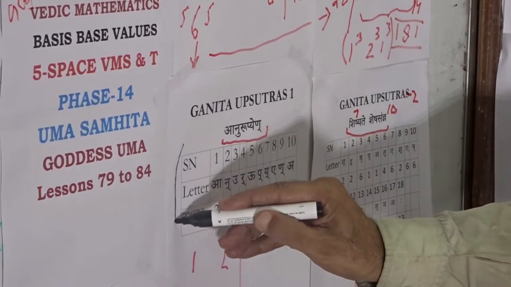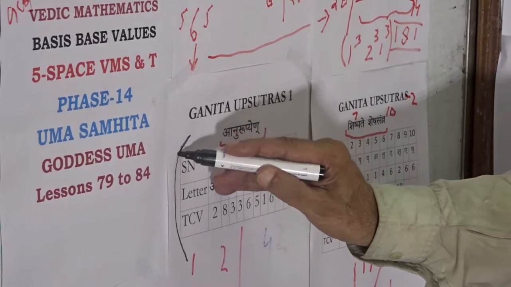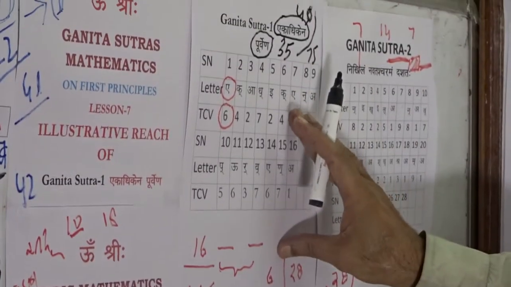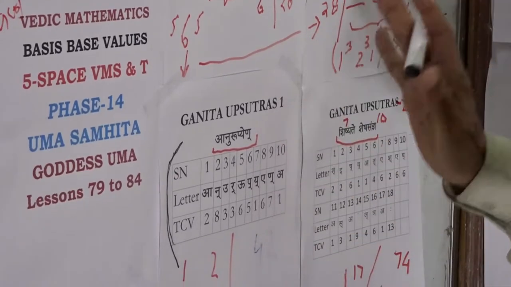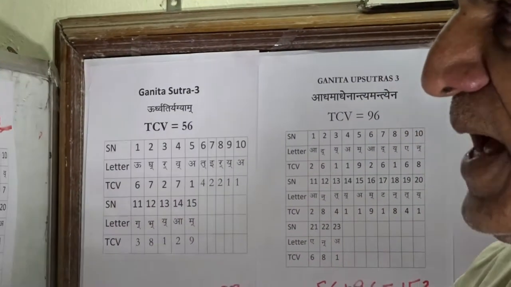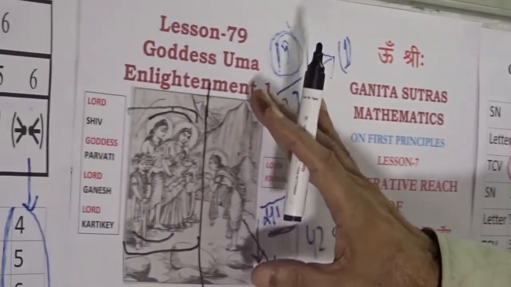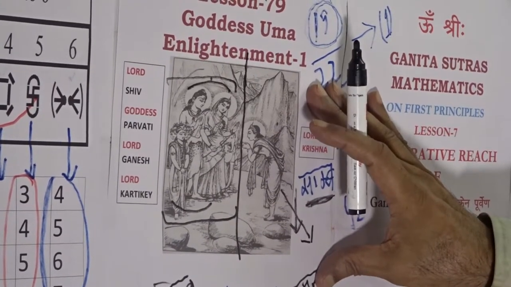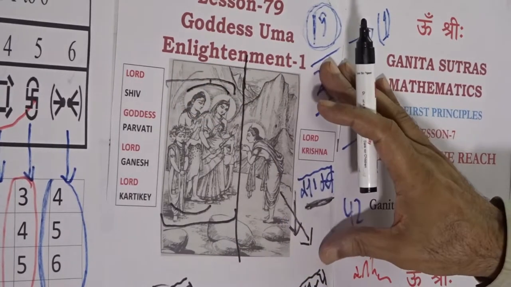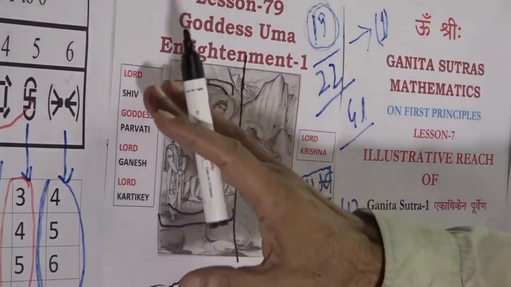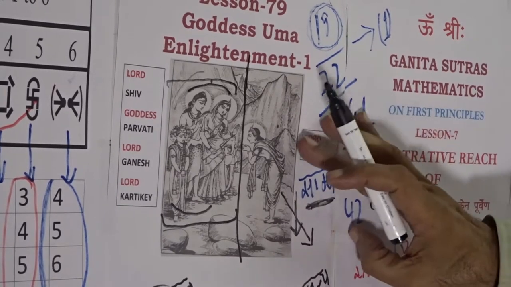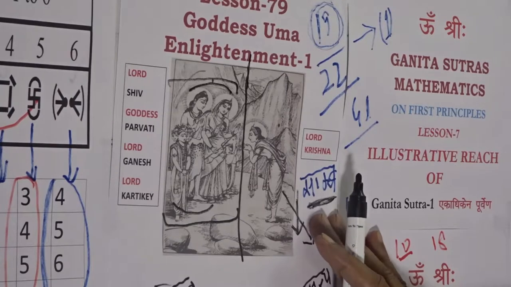With it, we can have an insight that the Ganita Sutra 1, the source sutra, and Ganita Upsutra 1, the source Upsutra, are of a transcendental base and values parallel to the transcendental phenomenon of the Uma Samhita, the first transcendental phenomenon, providing us first enlightenment in the form of the transcendental family appearing, blessing, bestowing transcendental grace upon Lord Krishna, and he is blessed with the son Samba.